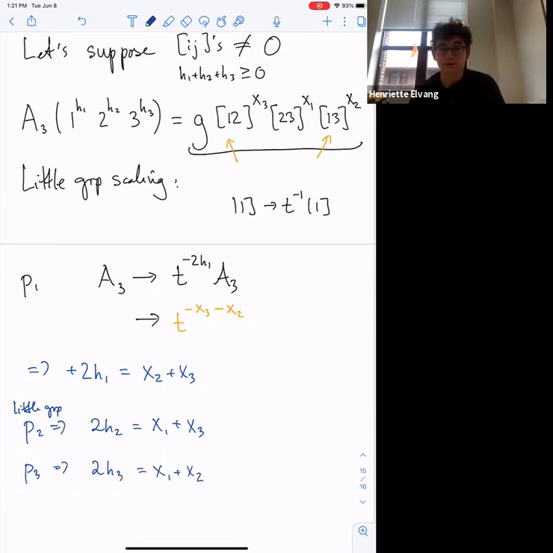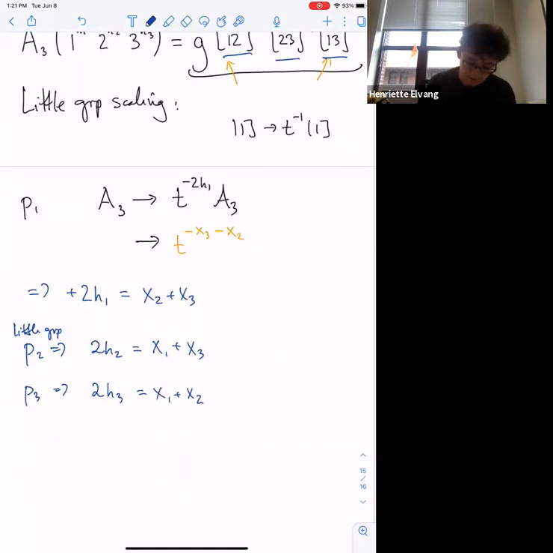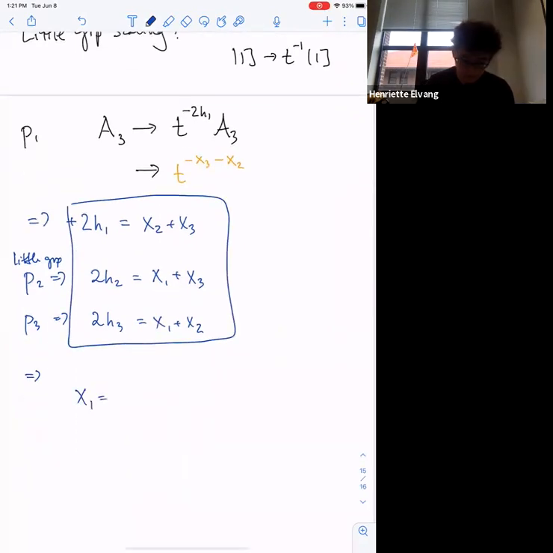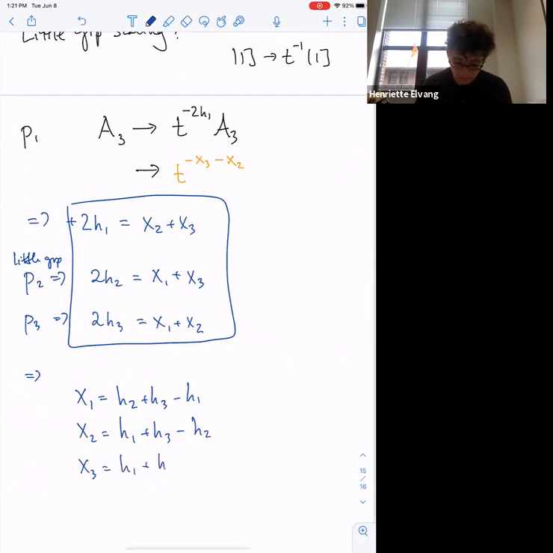And so now I have a complete solution, that the powers of the square brackets in my ansatz are uniquely fixed in terms of my helicities. And it's easy to invert these expressions to get that x1 is equal to h2 plus h3 minus h1, x2 is h1 plus h3 minus h2, x3 is h1 plus h2 minus h3.